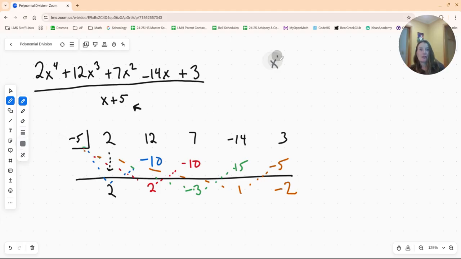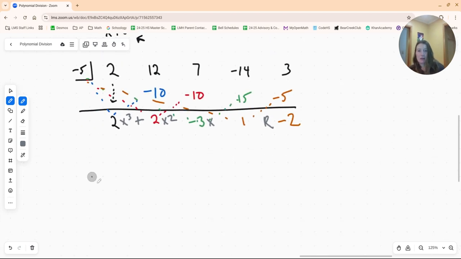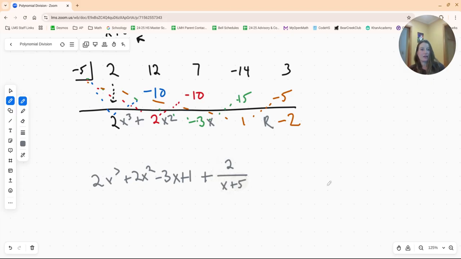Well, let's see what happens. I had an x to the fourth. I divided out a single x term, so I'm going to end up with x cubed. 2x cubed plus 2x squared minus 3x plus 1, and this is a remainder term. What that really means is that my quotient that I started with is 2x cubed plus 2x squared minus 3x plus 1 plus 2 leftover bits that couldn't be divided out. So I've got like that fraction on the end.